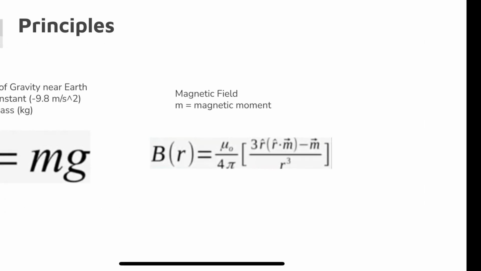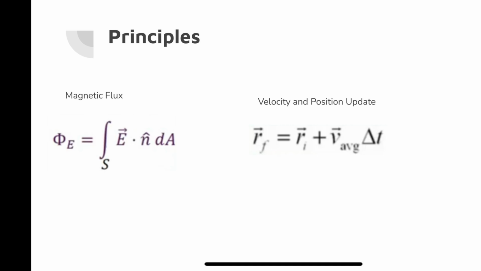So our main principles here are just the forces of gravity near the surface of the earth, F equals mg, and also this big equation on the right here, which is just the equation for magnetic field as a result of distance, with m being the magnetic moment. Here's another equation, magnetic flux, and then velocity and position update. It's a bit of a throwback. I don't think that needs any explanation.